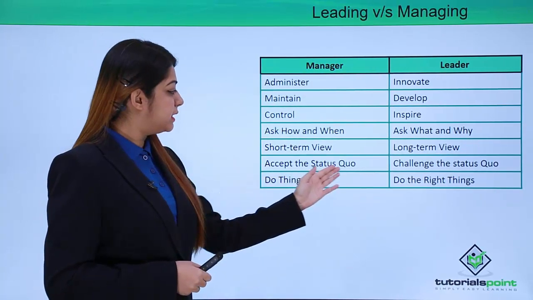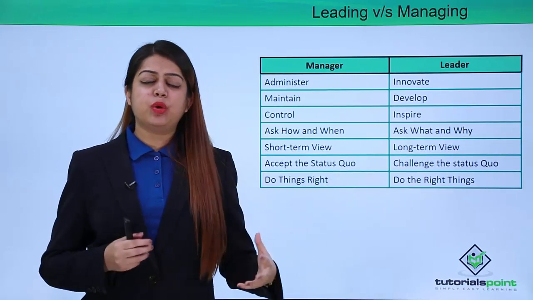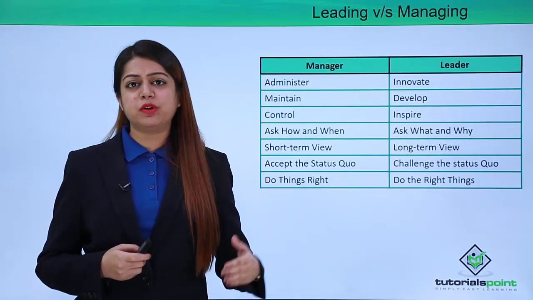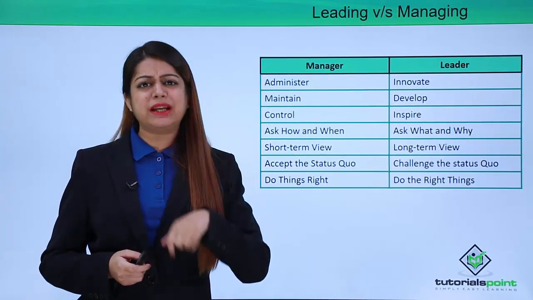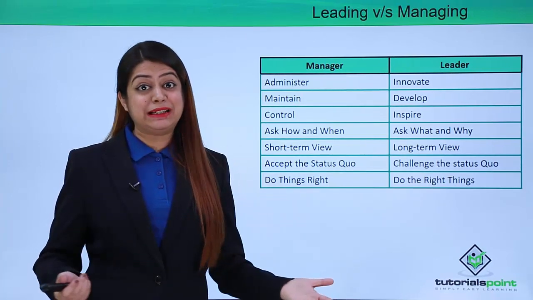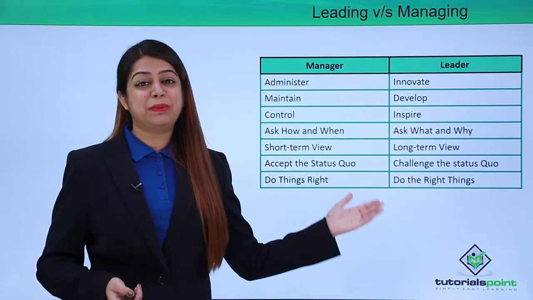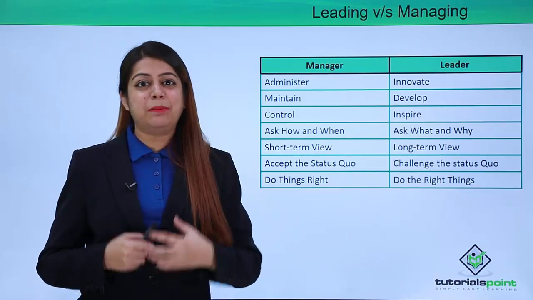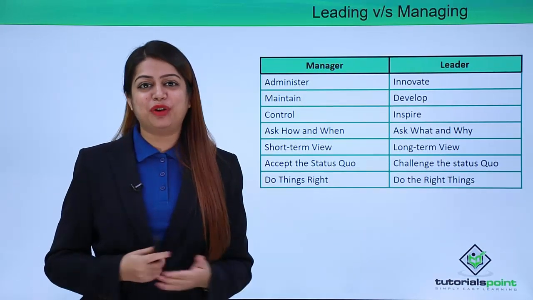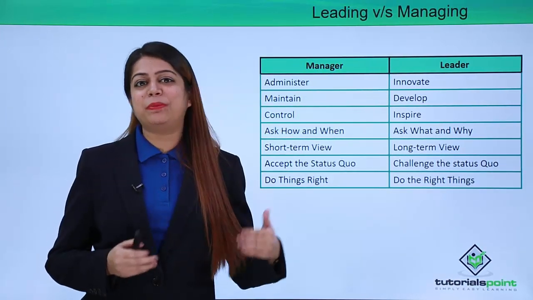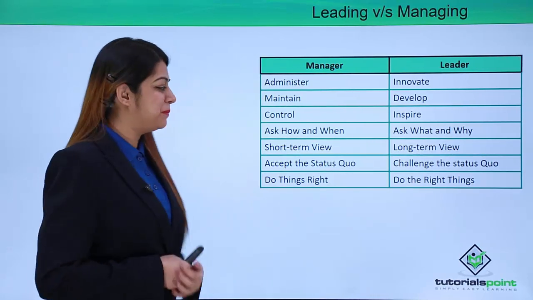A manager accepts the status quo. A status quo means the rules and regulations, the norms of the company. So a manager readily accepts it. However, a leader challenges it. That means a leader asks the management, why are we supposed to follow the norms? Why can the norms not be any different, right?